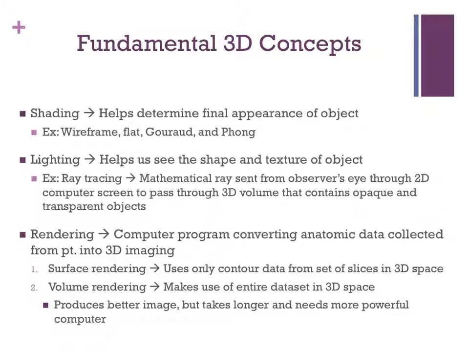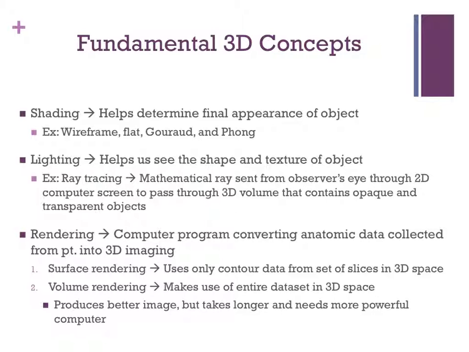Lighting helps us to see the shape and texture of the 3D object. While there are many different lighting techniques utilized in 3D imaging, ray tracing is the most common. This is where a mathematical ray is sent from the observer's eye through the 2D computer screen to pass through the 3D volume that contains opaque and transparent objects. Take a look at figure 13.12 for an illustration of ray tracing.